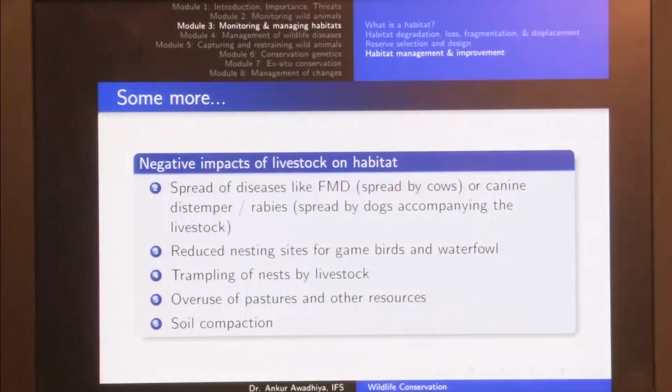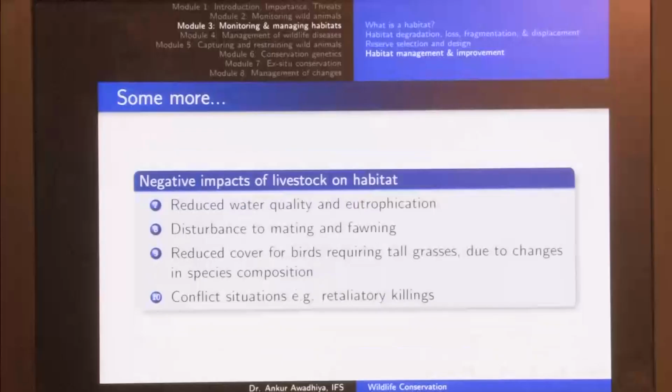Also, we have situations of soil compaction. When these heavy animals, the livestock, are moving in these areas, the soil gets compacted, and when we have compact soil, the regeneration of the grasses becomes more and more difficult, because plants find it very difficult to penetrate their roots and to come out. So, soil compaction is also another negative impact.